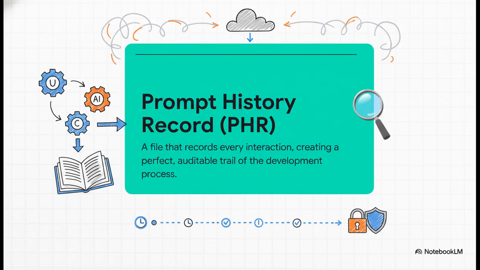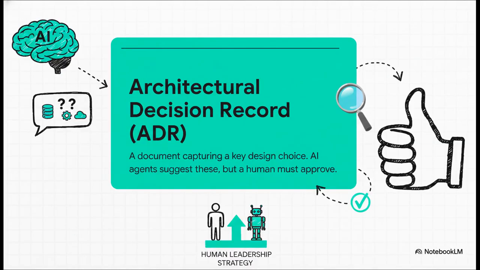To make sure that rule is followed, the system uses something called a prompt history record, or a PHR. Think of it like a black box flight recorder for the whole development process. Every prompt, every line of code written, every decision made, it's all recorded word for word. It creates this perfect auditable trail. Nothing is ever lost. Now, building on top of that, for the really big picture decisions, there's the architectural decision record, or ADR. So when the AI gets to a major fork in the road, like, which database should we use? It doesn't make the call itself. Instead, it writes up an ADR, a proposal with all the options and the trade-offs, and then a human has to give the final approval. And that's crucial. The human still drives the overall strategy.